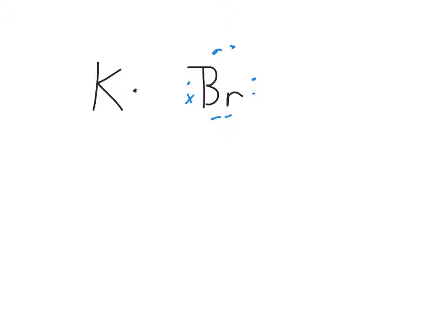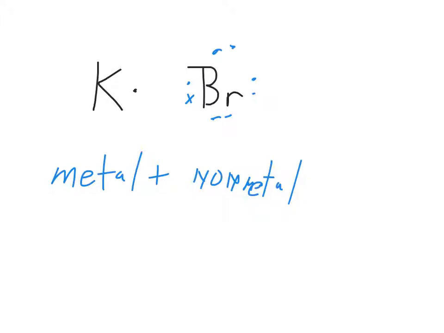Now, potassium, is it a metal? Is it a metalloid or is it a non-metal? It's a metal. Very good. Now, is bromine a metal, a metalloid, or a non-metal? It's a non-metal. Very good. So when you have a metal and a non-metal, what kind of bond does that give you? That was in the notes yesterday. Is it ionic? It's an ionic bond. Very good.